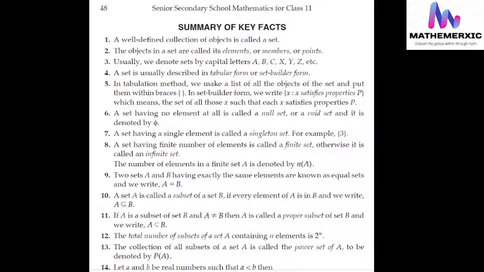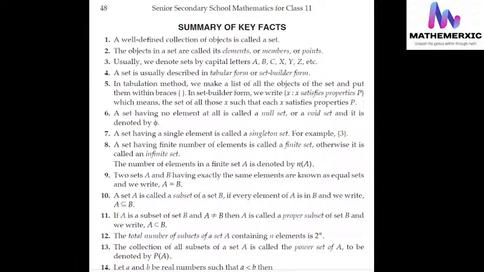A well-defined collection of objects is called a set. The objects in a set are called its elements or members or points. Usually, we denote sets by capital letters A, B, C, X, Y, Z. Any letter can be used. A set is usually described in tabular form or set builder form. In tabulation method, we make a list of all objects of the set and put them within braces.